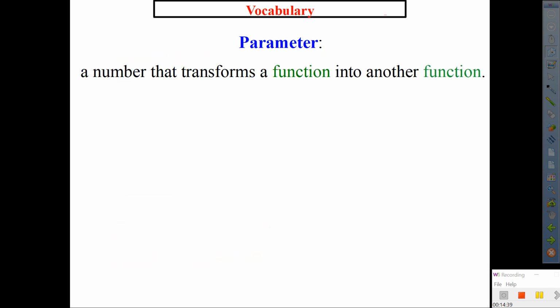Functions, we know what they are. Parameter. Parameter is a number. Let me repeat that again. A number. Is it a variable? No. It's a what? A number. And it transformed the original function into a newer function. And I gave you this rule: g of x equals f of x minus h plus k.